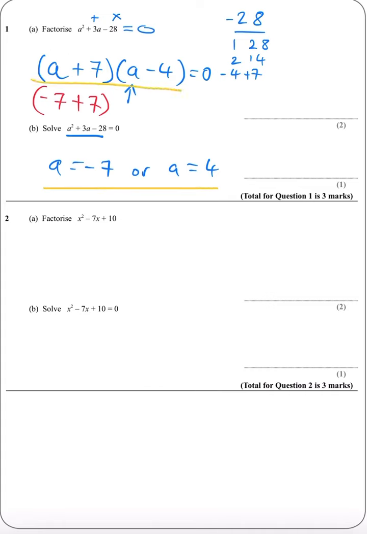Make sure that you write them in the answer box in the exam. Have a go at part 2. I'll record that and see if you got the right answer.